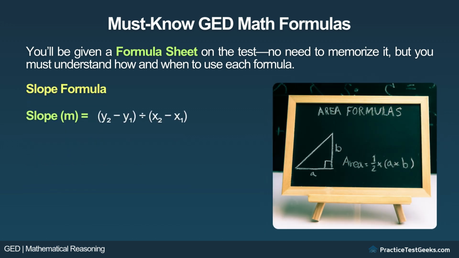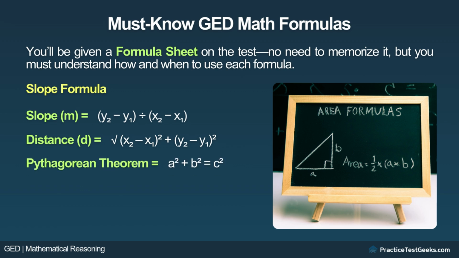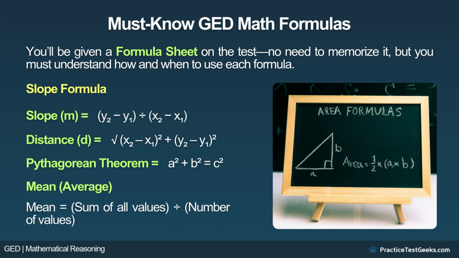Slope formula. Slope, also called rate of change, equals the difference in the y values divided by the difference in the x values. In other words, y2 minus y1 divided by x2 minus x1. Distance formula, not tested often but can appear: distance equals the square root of x2 minus x1 squared plus y2 minus y1 squared. Pythagorean theorem, used only for right triangles: a squared plus b squared equals c squared, where a and b are the shorter sides and c is the hypotenuse, the longest side. Mean, average. Mean equals sum of all values divided by the number of values.